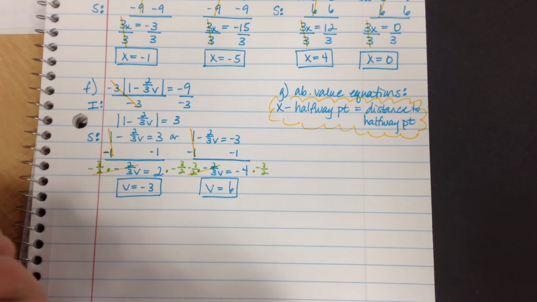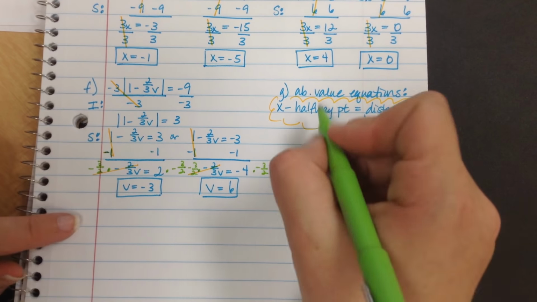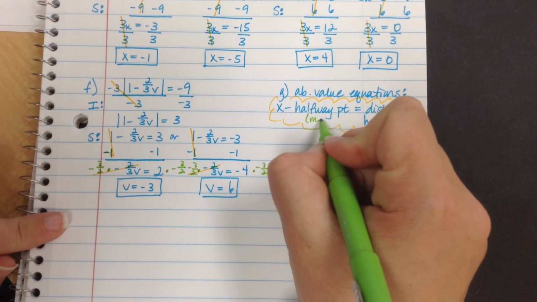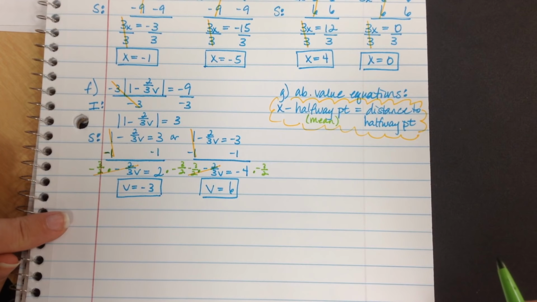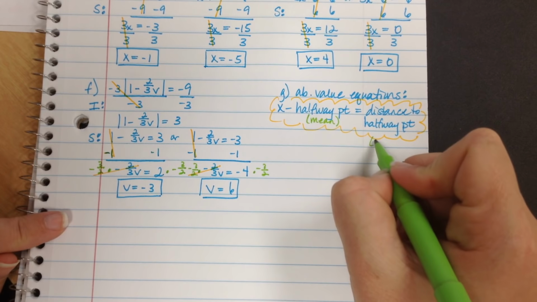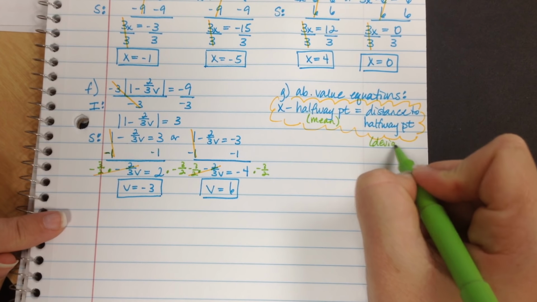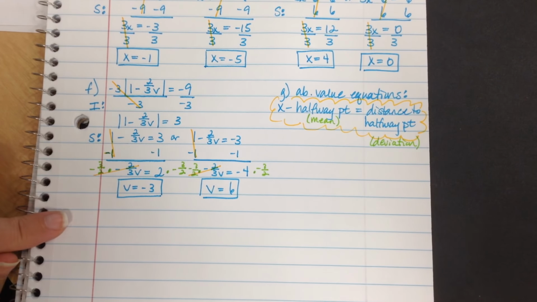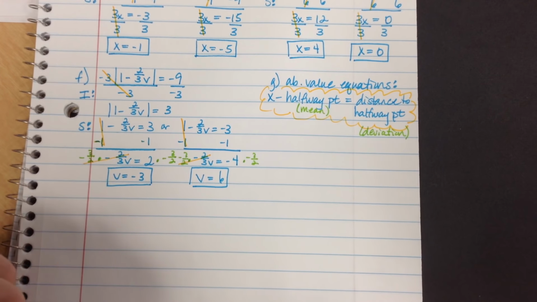Couple of random thoughts here. The halfway point, sometimes it will be referred to as the mean. And then your distance to the halfway point can sometimes be referred to as deviation. Well, I'll write those down because you're probably going to see that on your homework.